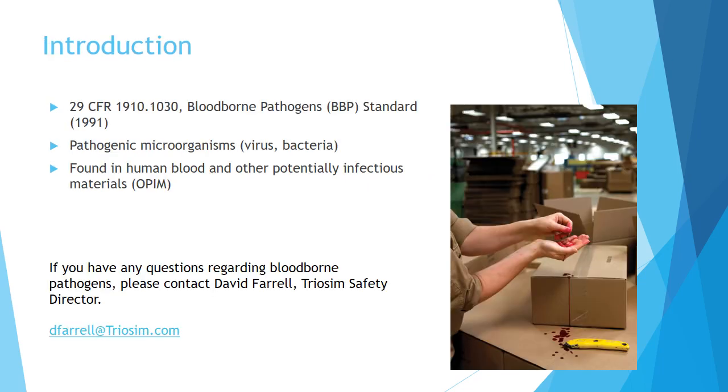Introduction. 29 CFR, or Code of Federal Regulations, 1910.1030 is the bloodborne pathogen standard, and it was enacted in 1991. Bloodborne pathogens are pathogenic microorganisms such as viruses and bacteria. Bloodborne pathogens are found in human blood and other potentially infectious materials such as OPIM.